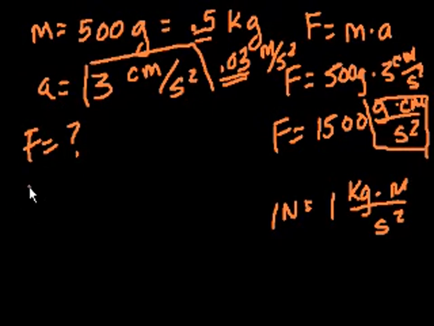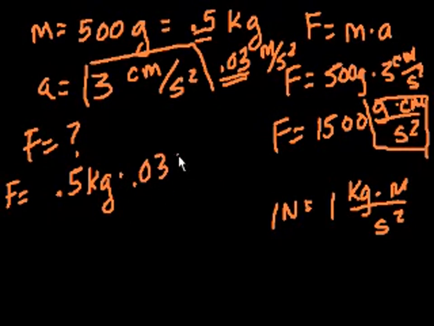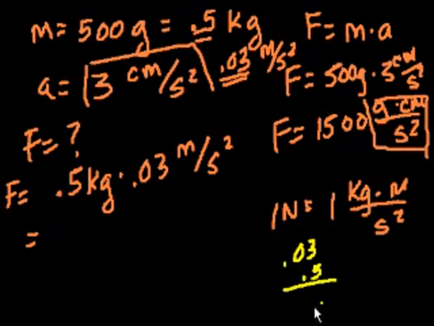So let's go back to force equals mass times acceleration. So the force is equal to 0.5 kilograms times the acceleration, which is 0.03 meters per second squared. And this equals, what's 0.5 times 0.03? I'll do it down here just because multiplying decimals seems to be a problem for a lot of people, including myself many times. So what you do, you just multiply the numbers, right?